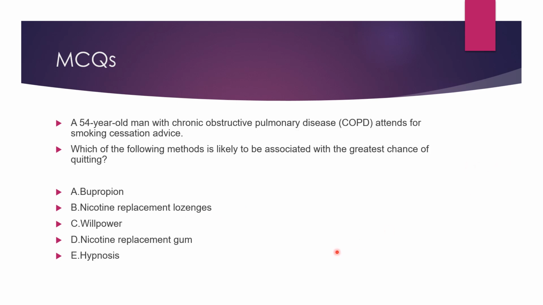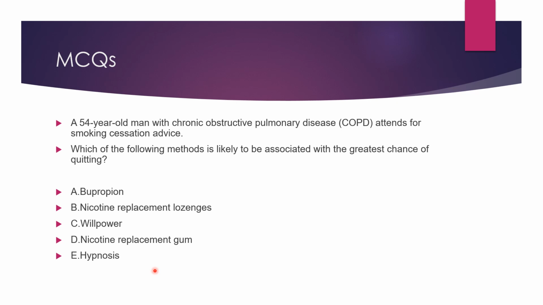So here is a 54-year-old man with COPD who attends for smoking cessation advice. Which of the following methods is likely to be associated with the greatest chance of quitting? So here the options are bupropion, nicotine replacement lozenges, willpower, nicotine replacement gums, or hypnosis. So these were obviously not the correct answers. Here we need to compare bupropion with nicotine replacement therapy.